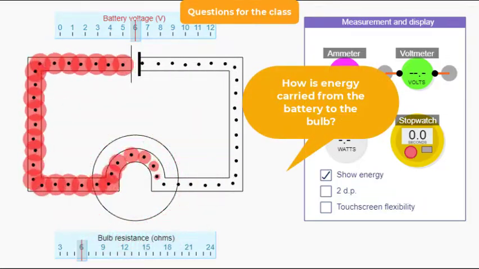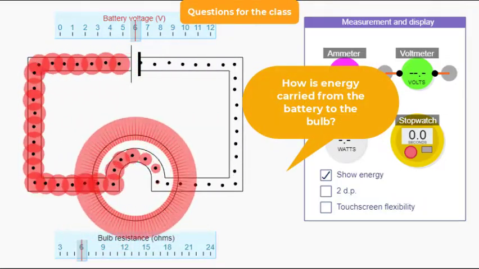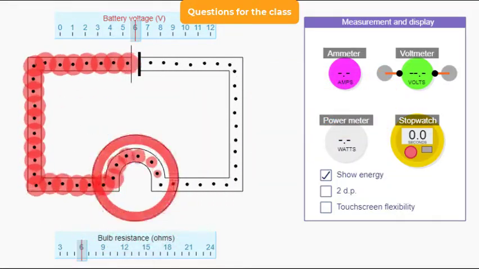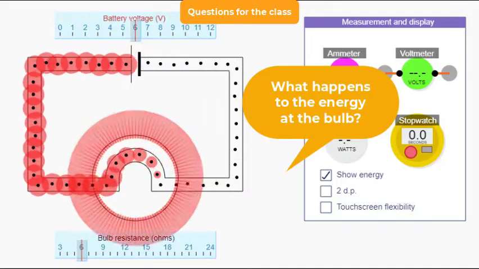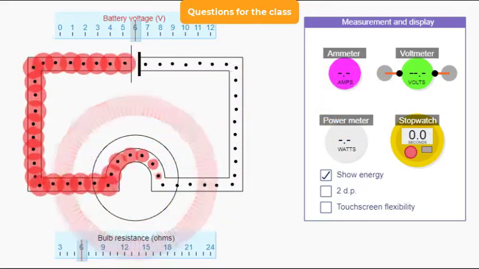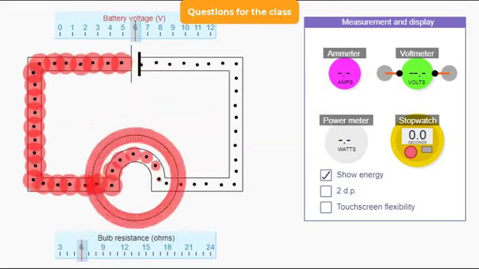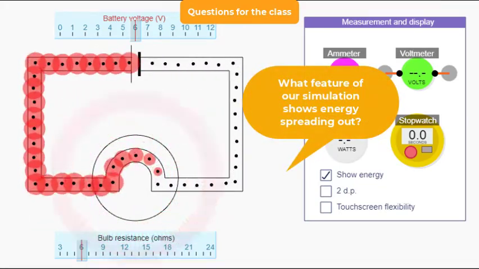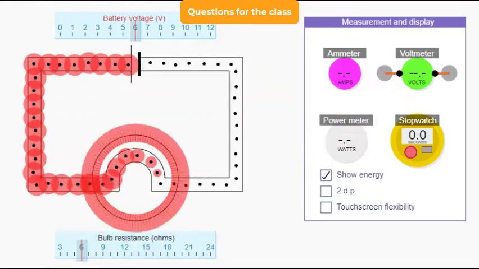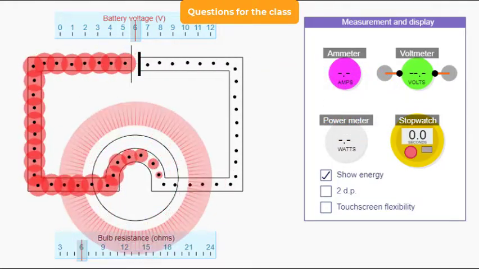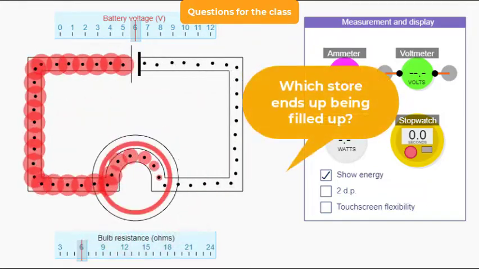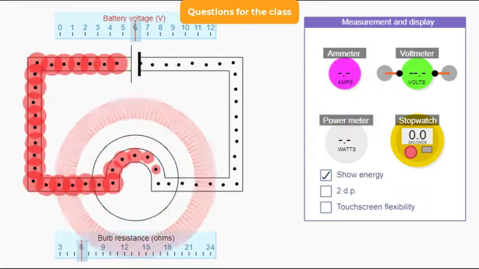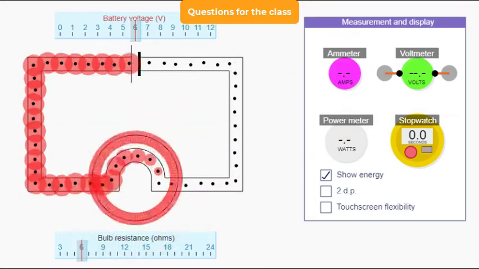How is energy carried from the battery to the bulb? Well, the charges, or electric current, carry the energy. And what happens to the energy at the bulb? It spreads out into the surroundings. What feature of our simulation shows energy spreading out into the surroundings? It's the expanding red energy circle at the bulb. Which store ends up being filled up? It's the thermal store of the surroundings.